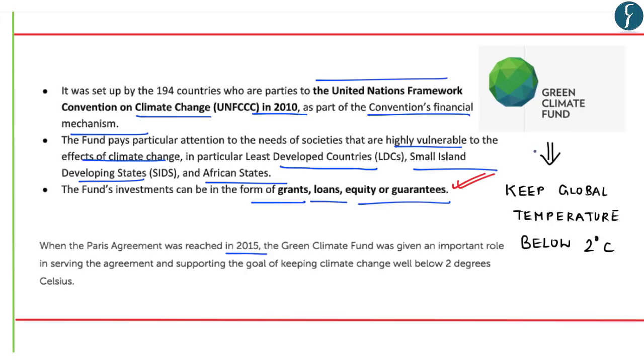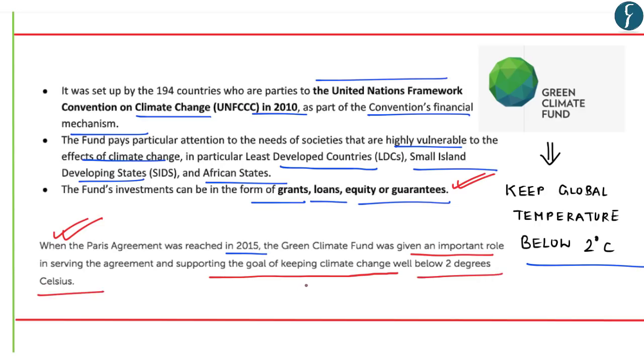Now the initiatives taken through this Green Climate Fund will also help in keeping the global temperature below 2 degrees Celsius. And this was also agreed in the Paris Agreement of 2015. When the Paris Agreement was reached in 2015, the Green Climate Fund was given an important role in serving the agreement and also supporting the goal of keeping climate change well below 2 degrees Celsius. So this again becomes a very crucial fact to understand with respect to Green Climate Fund.